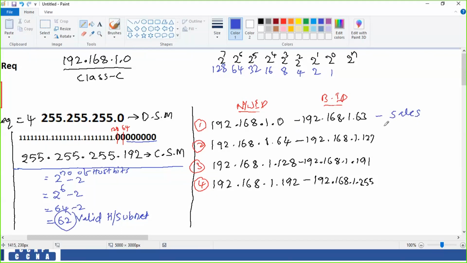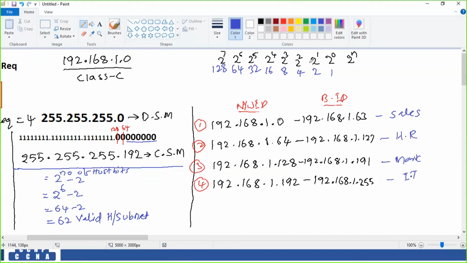Then we ask the HR department to use 1.64 to 1.127. Can HR use 1.64? No, it is the network ID. 1.127 is the broadcast ID, which they can't use. Between 1.65 and 1.126 you can use. The next range is for the marketing department and the last is for the IT department.